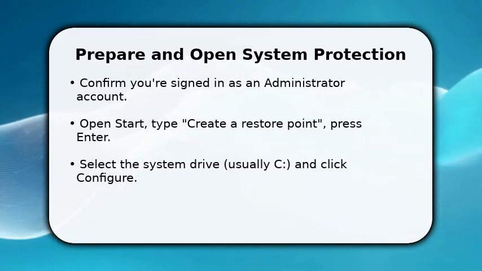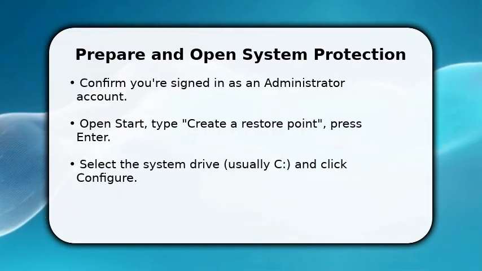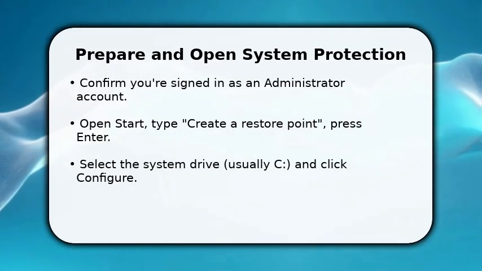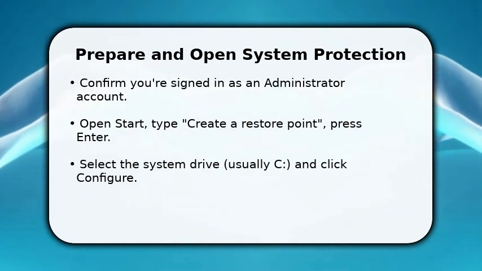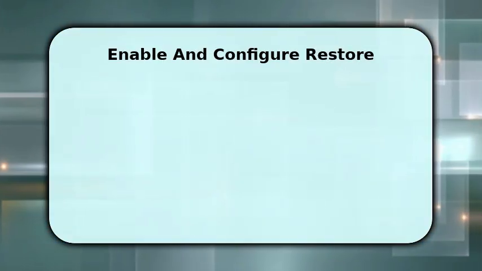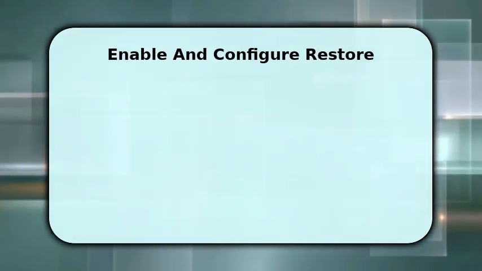Click Configure to view protection options and disk usage. This first step readies the system and shows why you need the drive selected. Restore points are tied to specific volumes, so choose the correct one now. Now enable protection by choosing Turn on System Protection. This creates a restore point history.